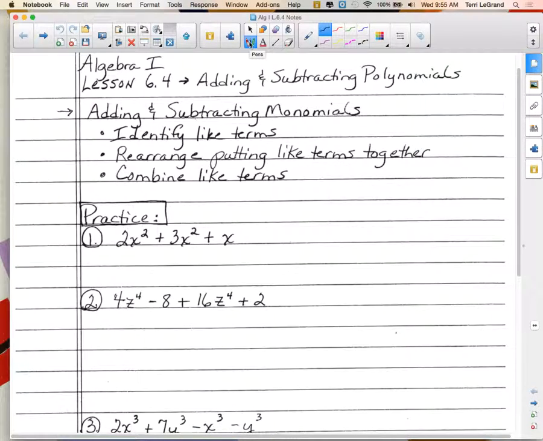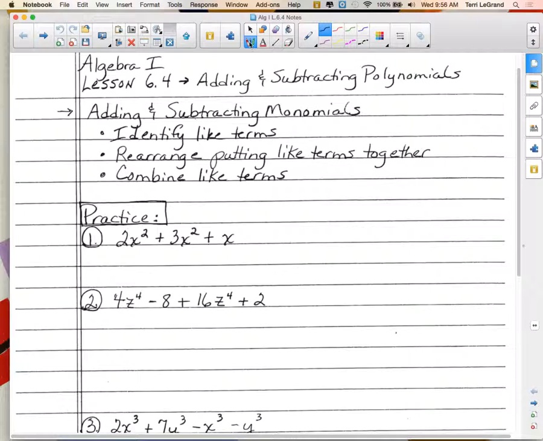So when we are adding and subtracting polynomials, we're going to start with the adding and subtracting of monomials. What's a monomial again? A number, or a variable, or a product of a number and a variable, and on that variable there can only be whole number exponents.